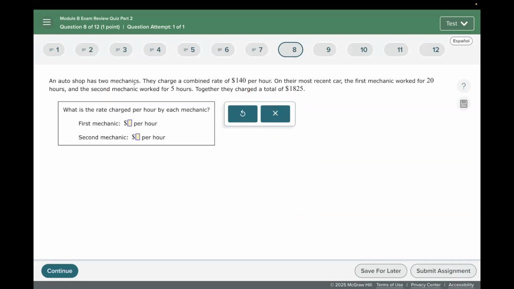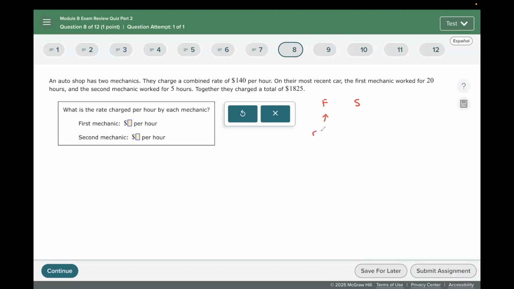All right. Next question, so word problems. My advice for word problems is just to pick out the most important information. So they're saying, okay, an auto shop has 2 mechanics, fine. They charge a combined rate of $140 per hour, okay? On their most recent car, the first mechanic worked for 20 hours and the second mechanic worked for 5 hours. Together, they charged a total of $1,825.